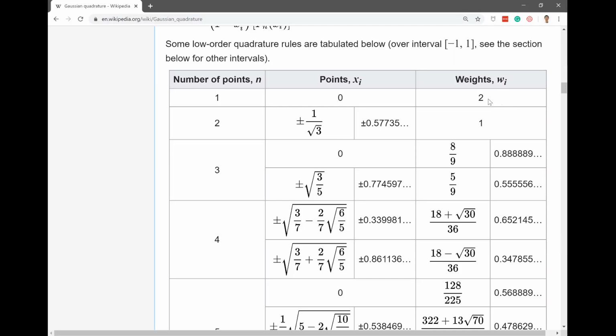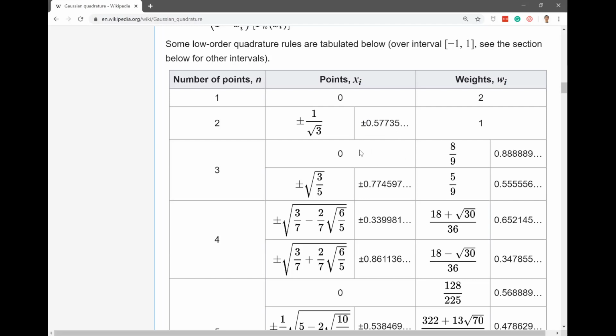Okay, and when you have 2 points, it's interesting that what you should be taking is plus minus 1 over square root of 3, and the weights, of course, should be 1 because you have 2 points. Each point has a weight of 1, so the total weight is equal to 2, right? And you should always get a total weight of 2, because the width of the integral is equal to 2. That means if you integrate a constant function of 1, you should always get the width of the domain, which is 2.